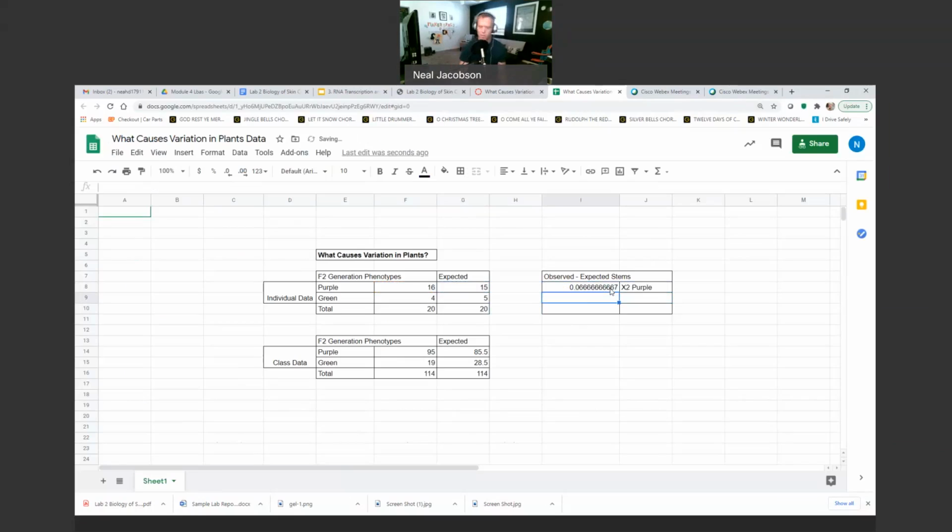So the next one's the same thing. We're gonna go equals, give me two parentheses facing the same direction. And we'll take our observed minus our expected, close one of those parentheses, shift 6, so exponent 2, close parentheses, backslash, or divided by, and then we will click on our expected and then hit enter, 0.2. And so that's my chi-squared for my green stems. And then finally, we're going to go back to our assignment here.